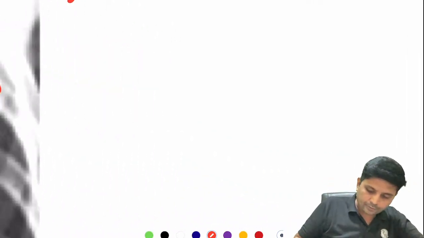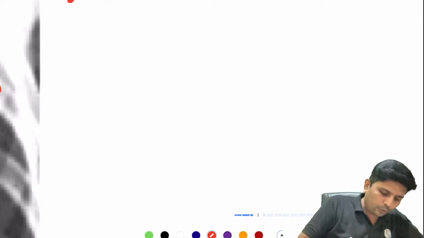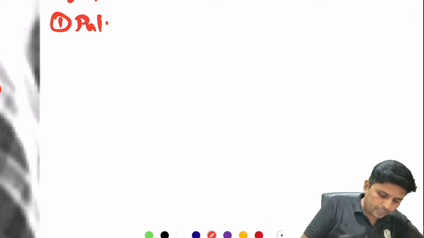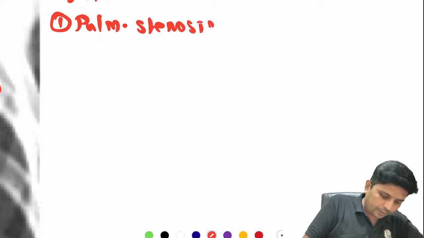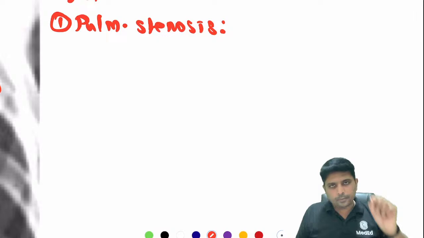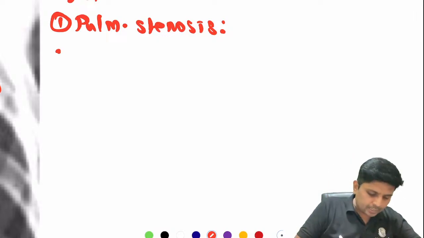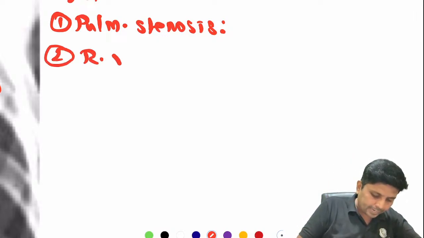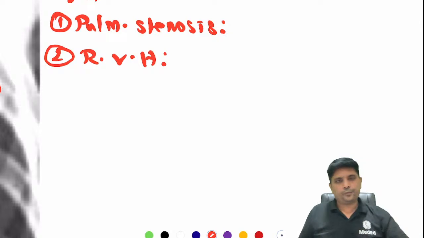So, what are all the 4 points in tetralogy of Fallot? They will ask you what is tetralogy of Fallot. One, you have severe pulmonary stenosis, as a result of which you have right ventricular hypertrophy.